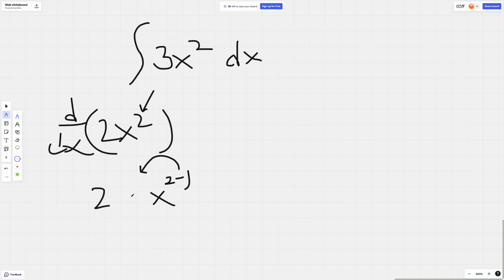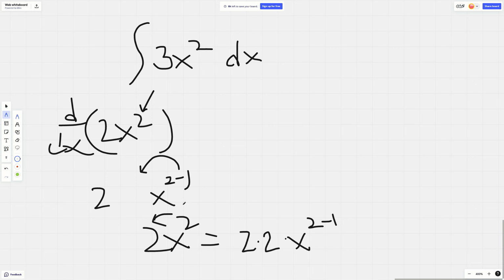to the bottom. So the derivative of 2x squared, if we bring this down, is equal to 2 times 2 times x to the power of 2 minus 1. We're bringing this 2 down and subtracting 1. So 2 times 2 is 4, and x to the power of 1 is simply x. The derivative of 2x squared is 4x.